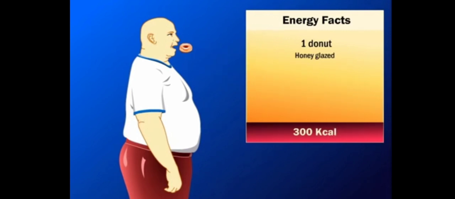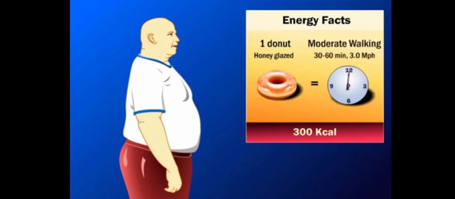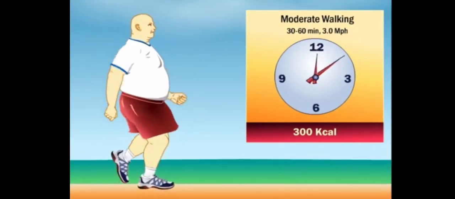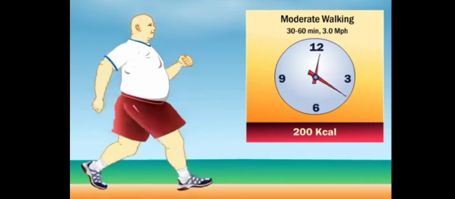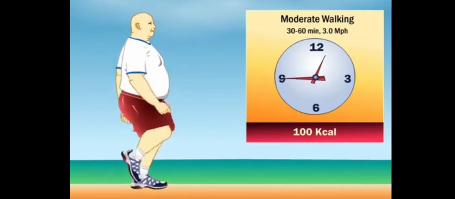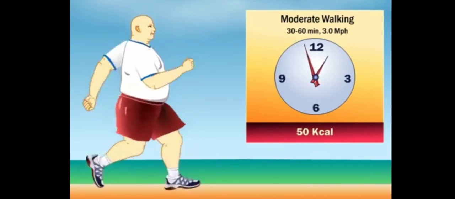Let us examine energy consumption. One honey-glazed donut is shown, which has approximately 300 kilocalories. The energy intake from the consumed donut is equal to the energy consumed by moderate walking for 30 to 60 minutes at 3 miles per hour. If an individual walks for an hour at 3 miles per hour, they will expend approximately 300 kilocalories, the same as what was contained in the consumed donut.